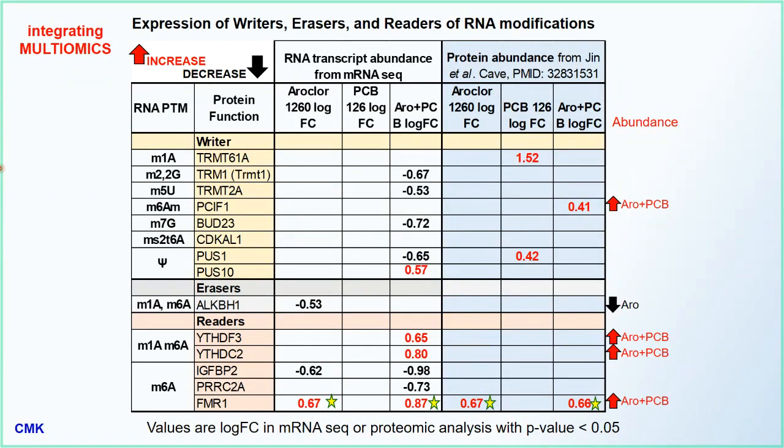And then we did some integrating of multi-omics. I wanted to look at the expression of the readers, writers, and erasers of the RNA modifications that we had detected, and look at whether they were increased or decreased in the different PCB exposure groups. We have three PCB exposure groups versus the control group, and we can look at transcript abundance and protein abundance. So we see some agreement and some that don't seem to agree. And we don't know because, as I said, the readers, for example, can either increase or decrease the stability of a transcript or its translation. They're also involved in splicing.